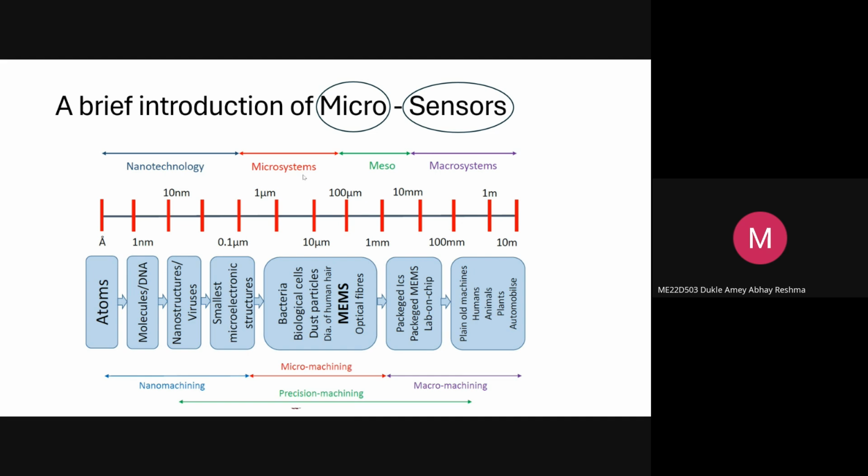Also, there are nanoparticles and many other things, but that's a topic for another discussion. Our scale will be basically in the micrometer range, that is maybe 1 micrometer or 0.1 micrometer, and maximum up to 100 micrometer. That range is what we are talking about.